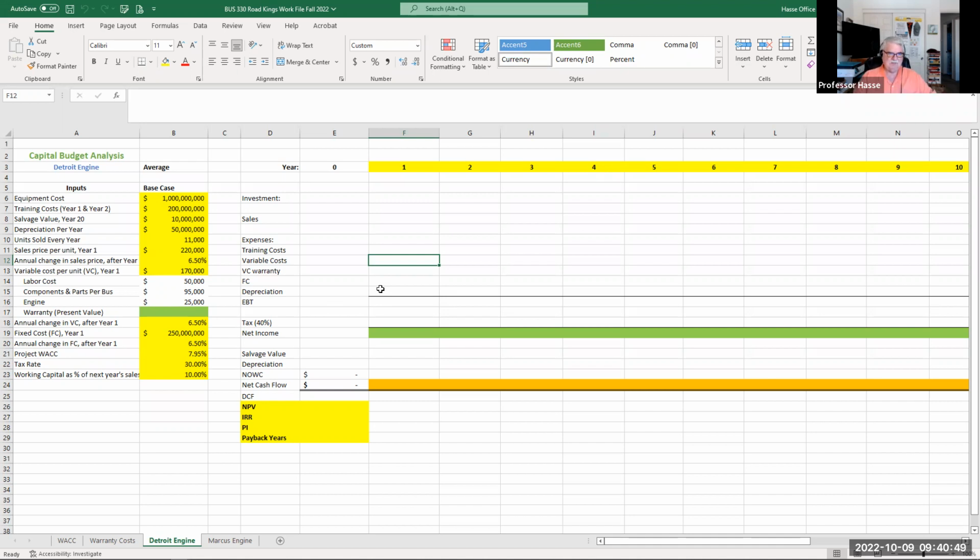Your variable costs in this case are made up of $50,000 of labor cost, $95,000 of parts, and for the Detroit engine, a $25,000 engine cost. That's totaling $170,000 per unit in year 1, and that'll be inflated at 6.5% after year 1. Your fixed costs are $250 million. That's also inflated after year 1 at 6.5%.